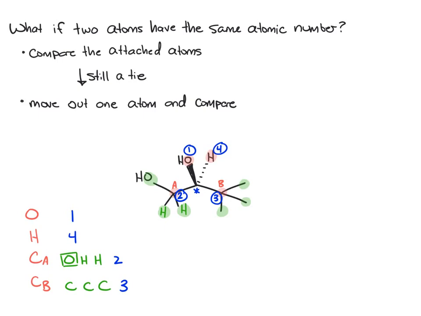We now have our atoms prioritized. If you need to move priority 4 to the back, you would do that, but in this case it's already to the back, so we don't have to worry about that. Now all we have to do is draw our arrow, and we have a curved arrow going from 1 to 2 to 3. That's going around to the left, so this one has an S configuration.